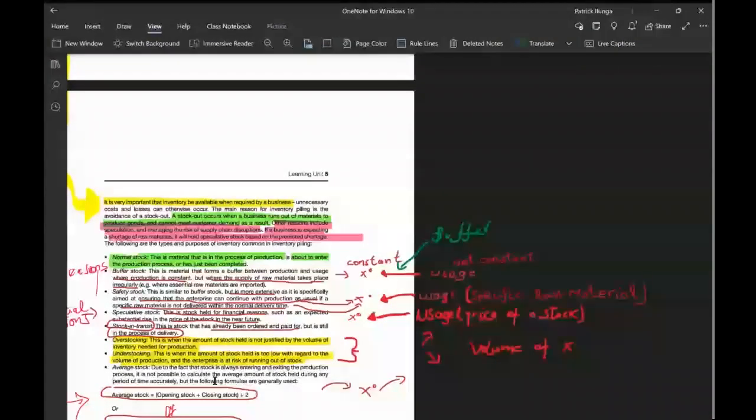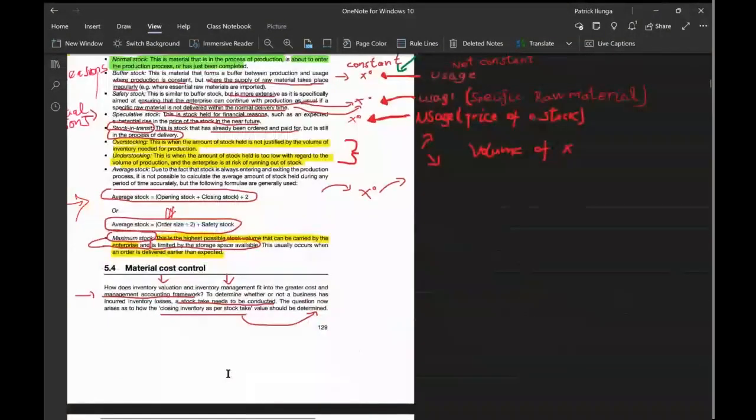Okay, what does speculative stock mean? Why do we need to make sure that we have a reserve? Because of speculation, because we know speculation can hike the price. And so sometimes we need to make sure. So you understand that the concept of this is to make sure that the production is taking place. That's all. Obviously, you can overstock and you can understock.